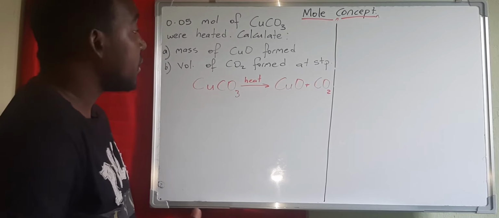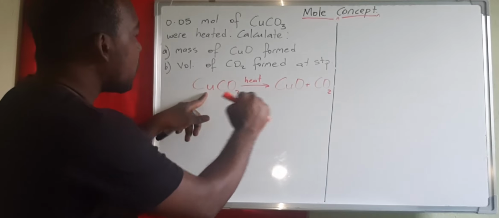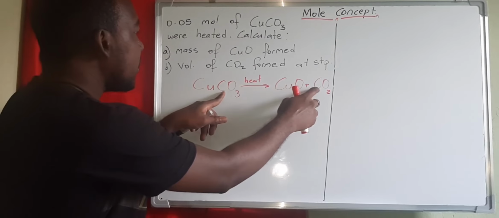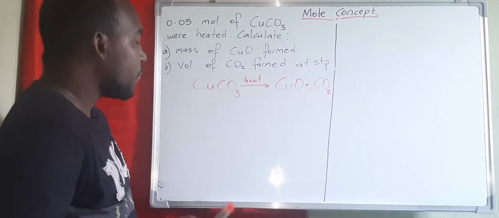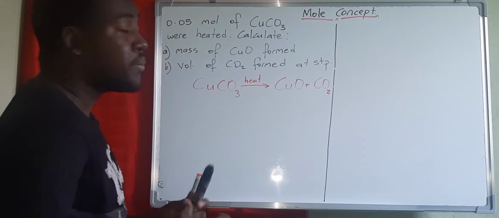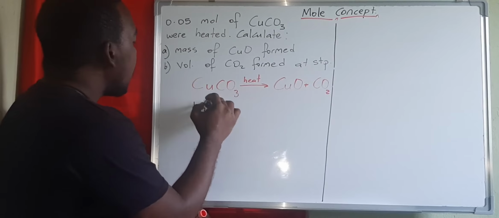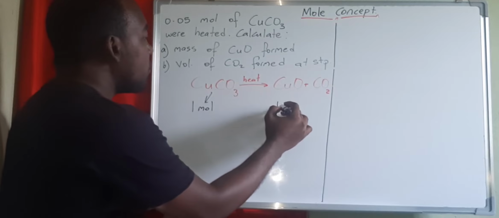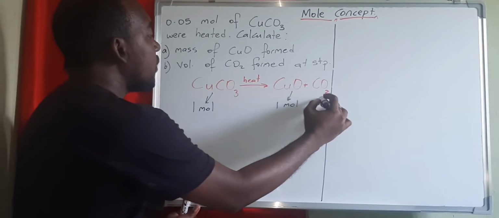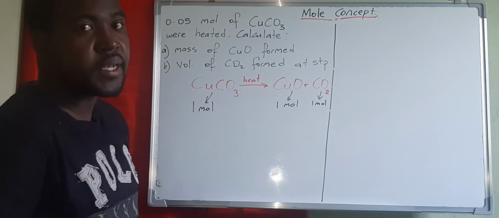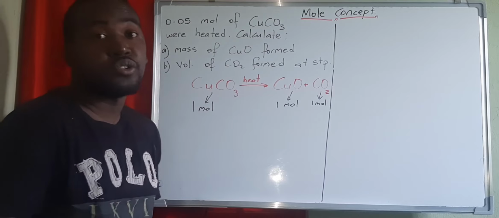Now, secondly, we need to ensure that the equation is balanced, right? So we check copper, one copper; one carbon; and three oxygen, three oxygen. So from this equation, we know something very important, that it requires 1 mole of copper carbonate to give us 1 mole of copper oxide and 1 mole of carbon dioxide, right? That is going to be important in calculating our unknown values.